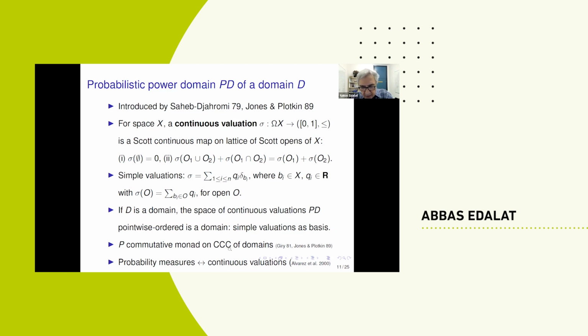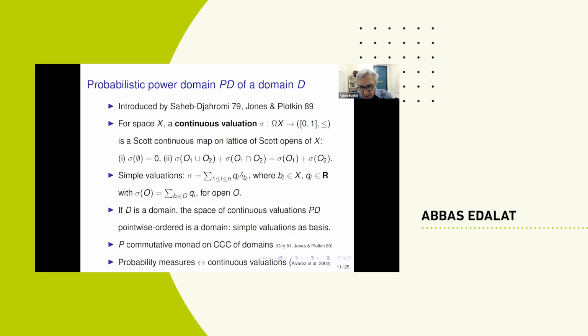On the category of continuous domains. So I shouldn't say CCC, right? Cartesian closed category of continuous domains, I meant here. So I have to make that correction.